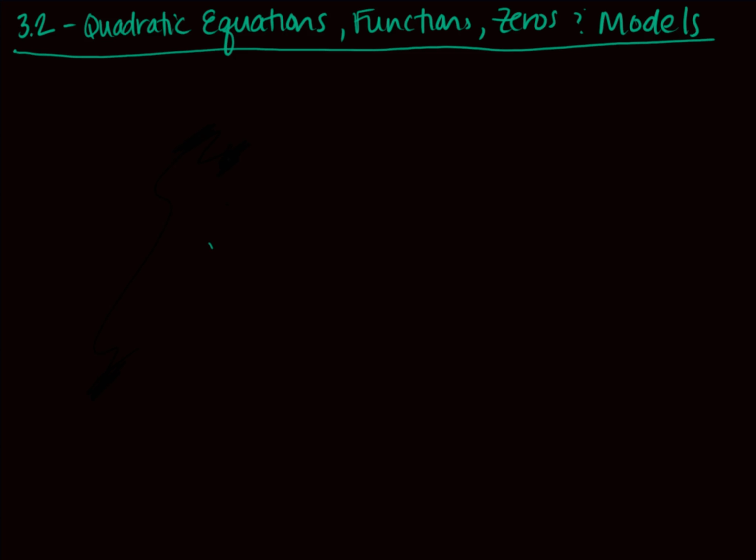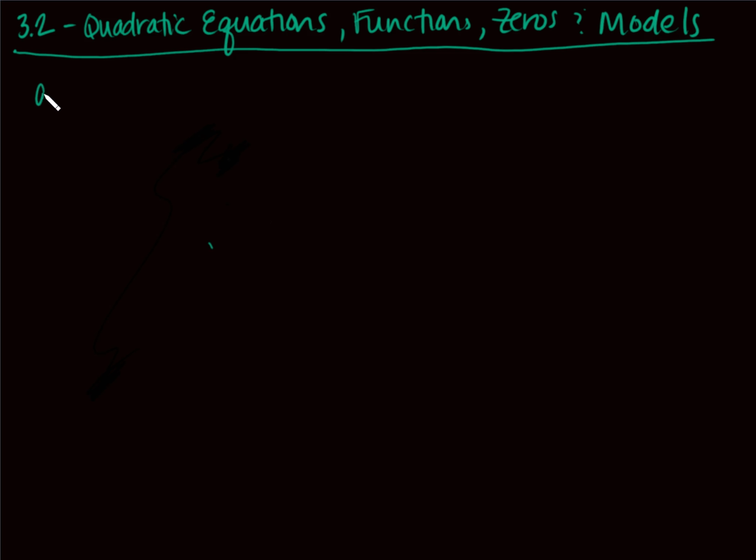A lot of what we're going to do here in 3.2 should be review, so I'm not going to do a whole lot. You just did it in 930, so what I want to do is a bunch of examples, okay? As you can see from the title, quadratic equations, functions, zeros, and models. So 3.2 and 3.3, we're really going to look at quadratic equations and functions.